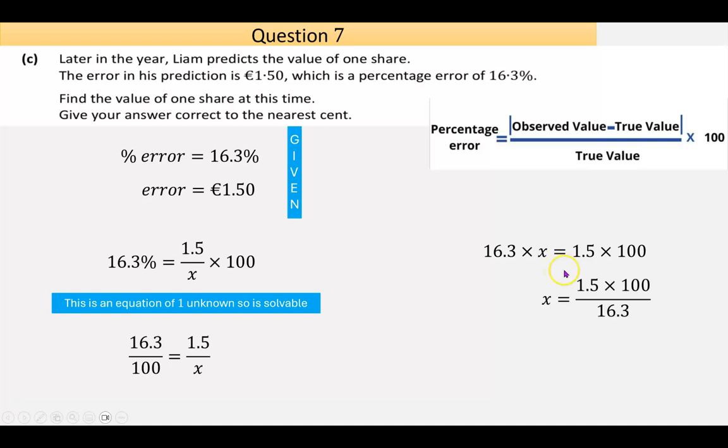That gives me an answer then, because the 16.3 is multiplied on the left. When it comes across to the right, it'll be divided, and it'll divide into everything on the right. That's a calculator job. Okay, when I put it to the calculator, I get 9.202. To the nearest cent, okay, that's €9.20.